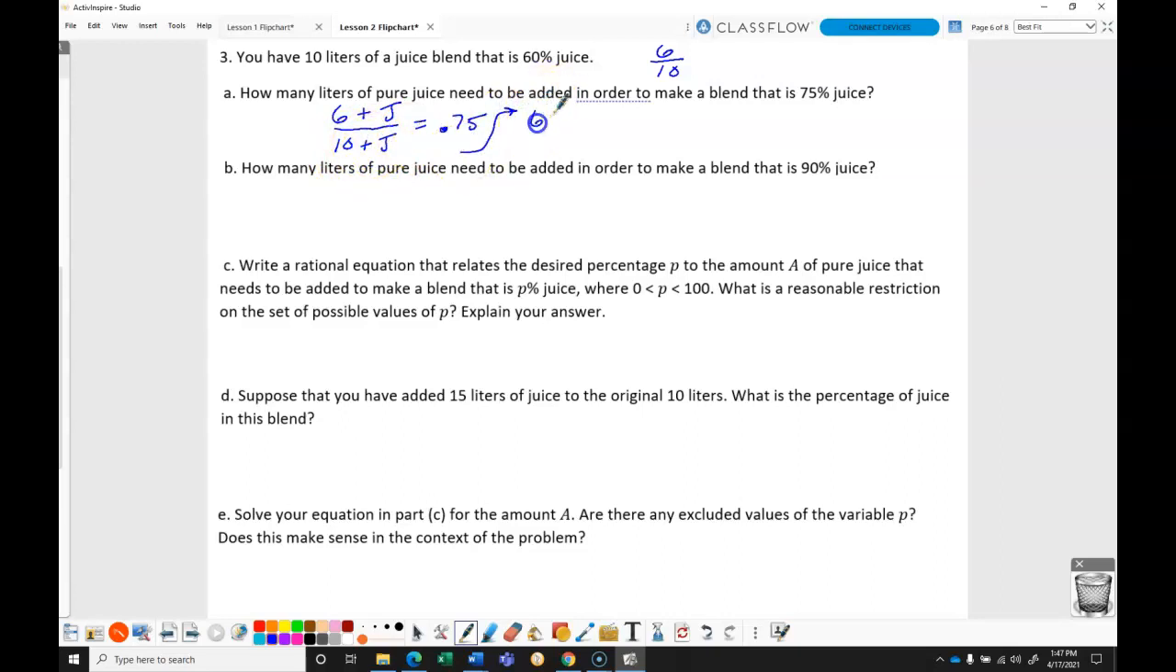So I'm going to get 6 plus the juice I'm adding is equal to 7.5 plus 7.5J. I'm going to subtract 6 from both sides. So J is equal to 1.5 plus 7.5J.